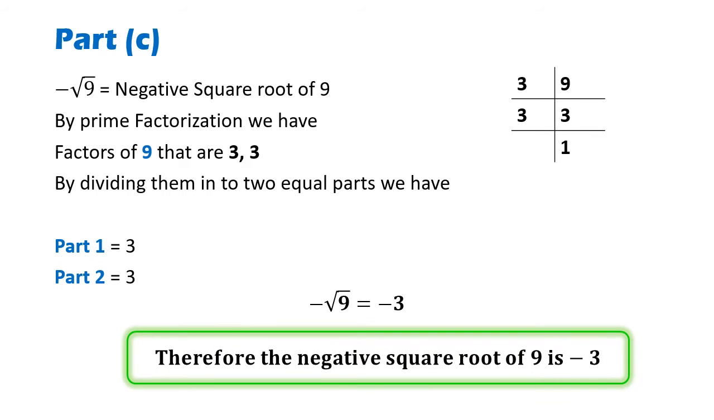Part C. To find the negative square root of 9. First calculate the factors of 9 by the prime factorization method. Factors of 9 are 3 and 3. Then divide these factors equally as shown, each part should be the same. In this case each part is 3, so 3 is the positive square root of 9. Now just place a negative sign before the positive square root of 9 to make it the negative square root of 9. Therefore, the negative square root of 9 is minus 3.